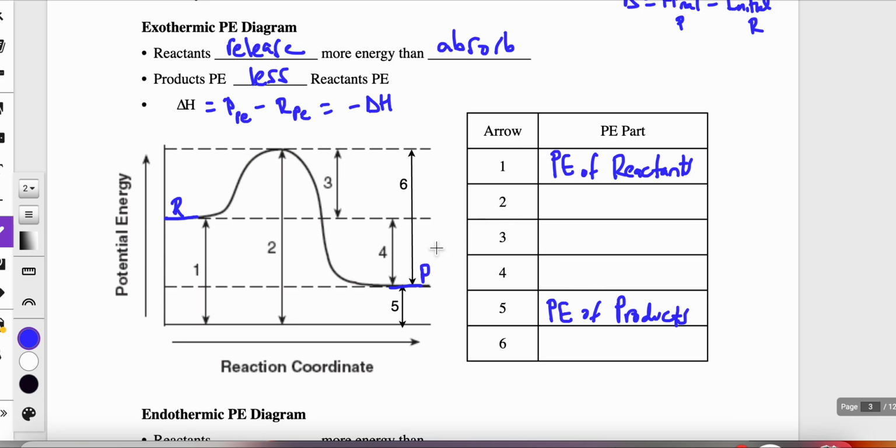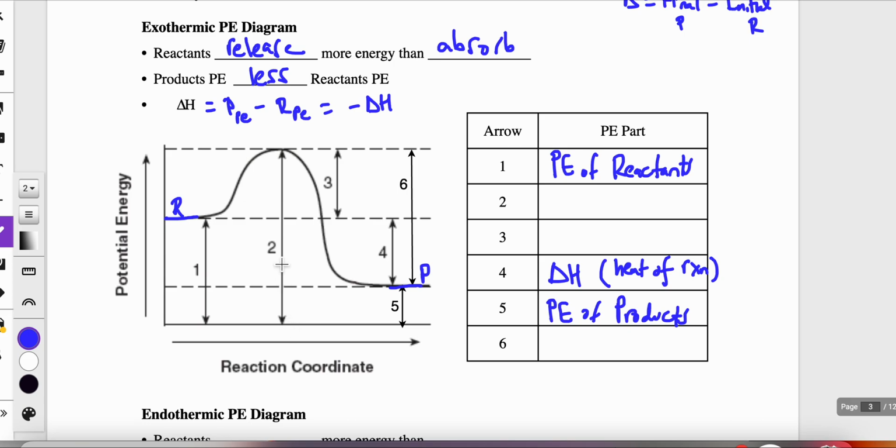The next arrow I want to take a look at is arrow 4. Arrow 4 is different because it doesn't touch the x-axis. Arrow 4 is the region between the reactants platform and the products platform. So arrow 4 represents the delta H. And one of the main things that we'll see it called in our class is the delta H for us is known as the heat of reaction.